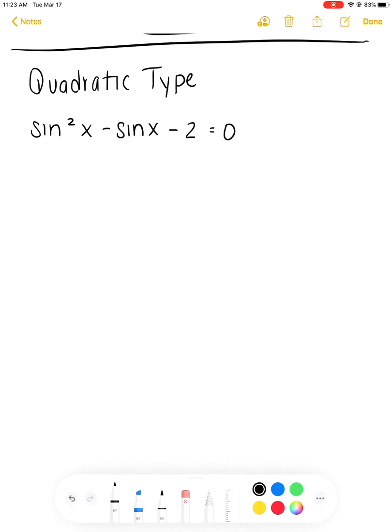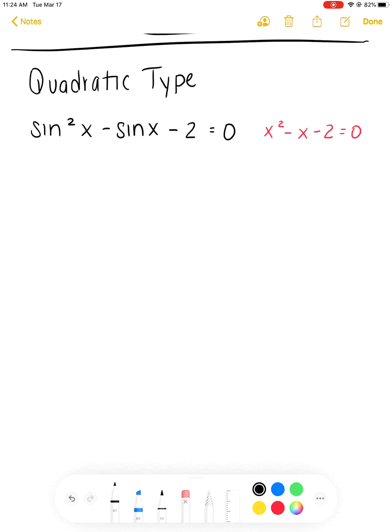Okay, so the first trig equation that we're actually going to factor is going to be sine squared x minus sine x minus 2. Notice that this looks very similar to x squared minus x minus 2 equals 0 if I had just removed the sine. So we're going to solve it exactly the same way, except instead of just having an x, now I have a sine of x.